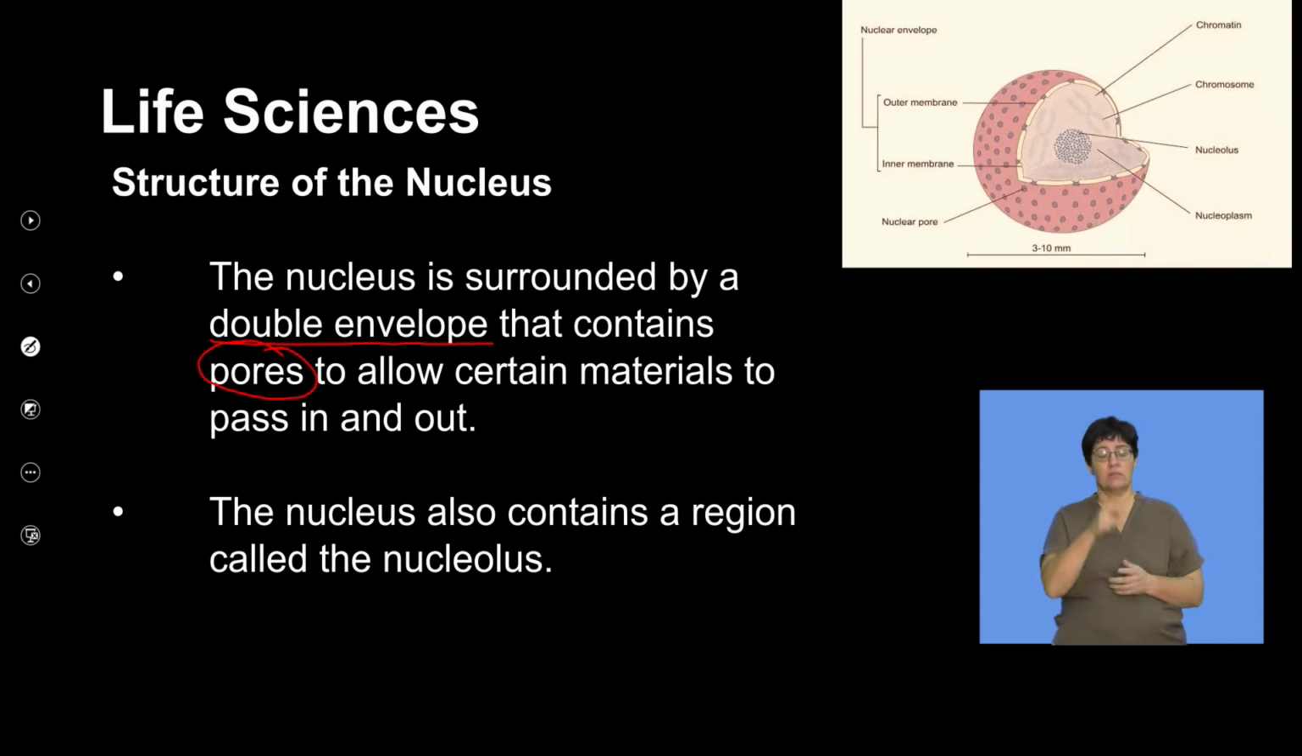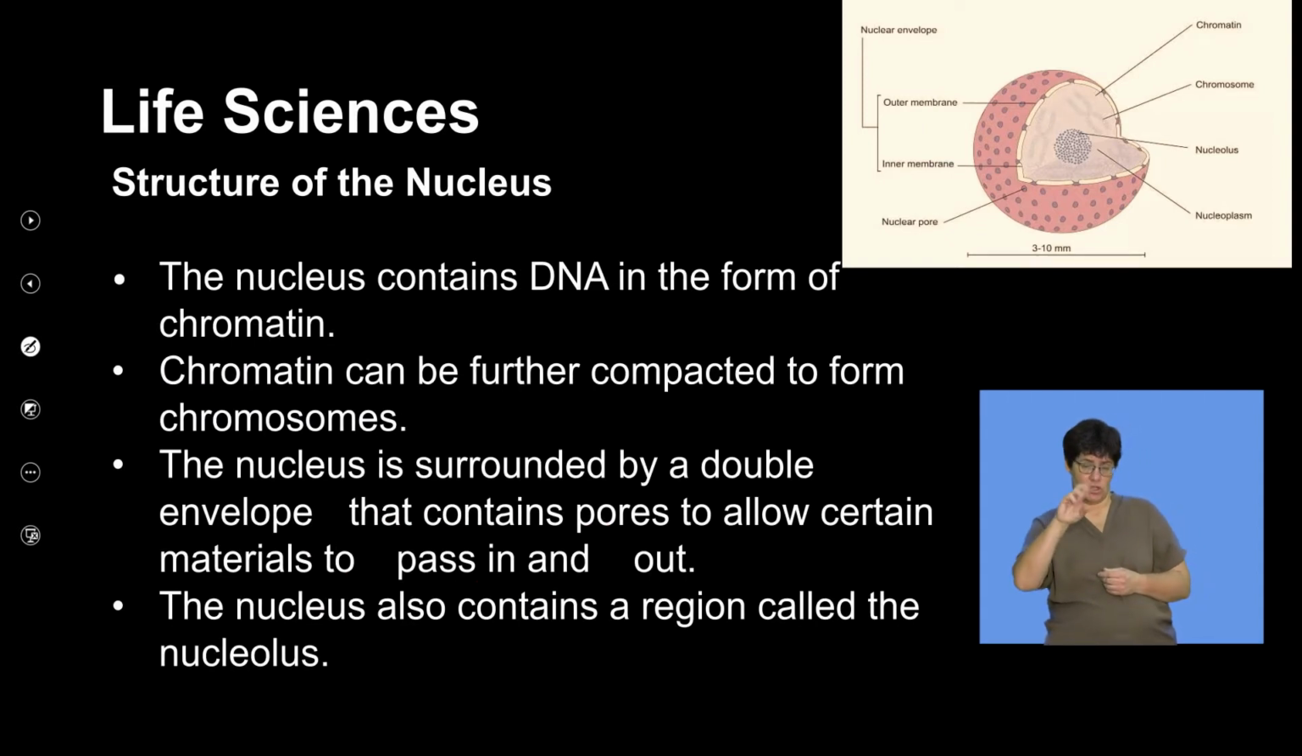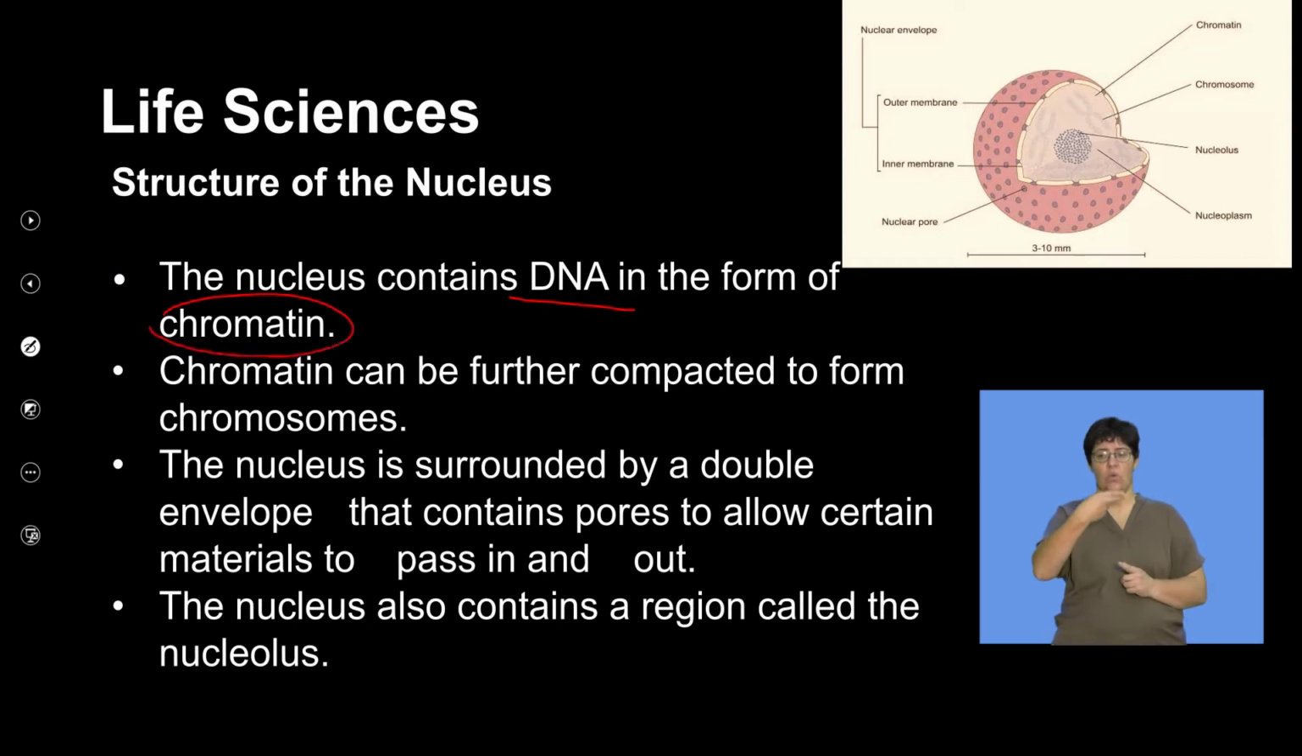The nucleus also contains a region called the nucleolus, which is a little structure in there, which we know controls how the nucleus functions. The nucleus contains DNA in the form of chromatin, as I mentioned, and that chromatin is basically chromosomes wrapped around histone proteins in a very complex structure.